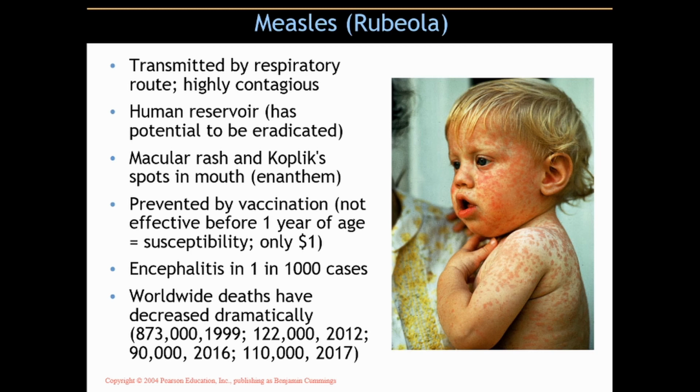Worldwide deaths have decreased dramatically. In 1999, we had 873,000 deaths. You'll notice what's happening, though. We go down to 122,000 in 2012, down to just 90,000 in 2016, and then we upticked to 110,000 in 2017. So globally, the numbers are going up with measles.